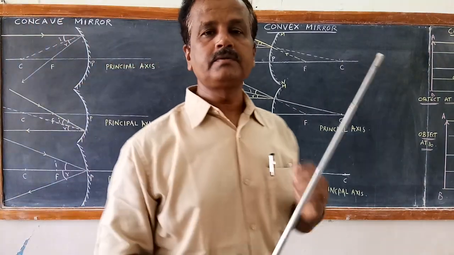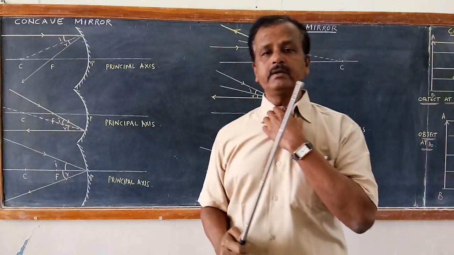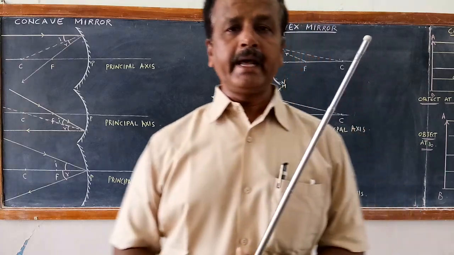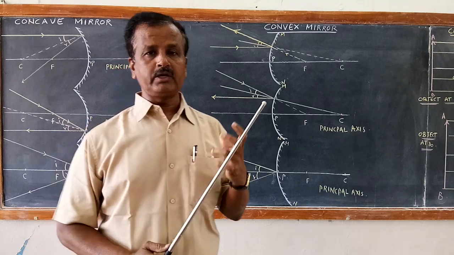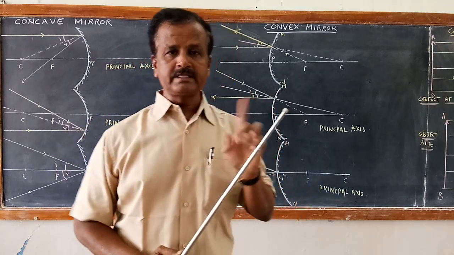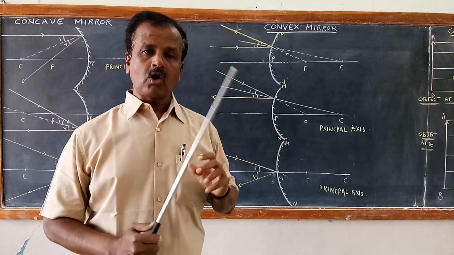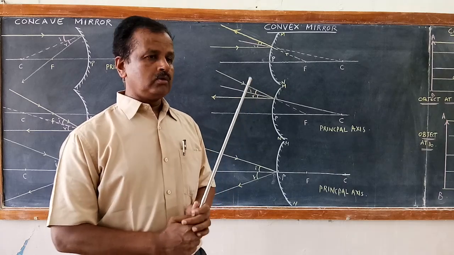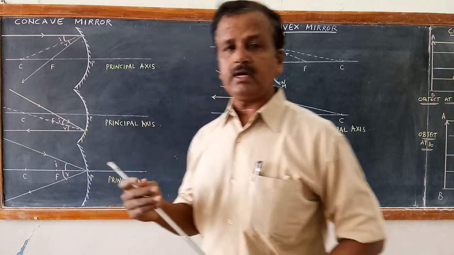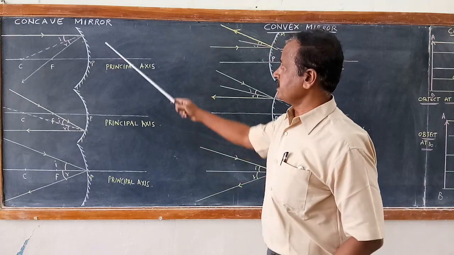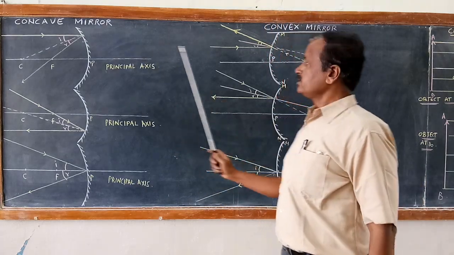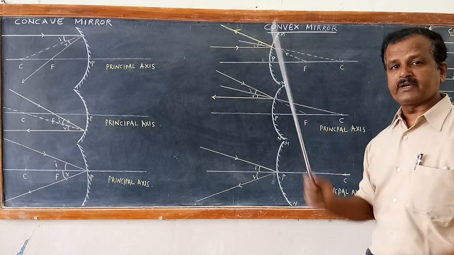Good morning, students. Today we are going to learn about ray diagrams, how to draw ray diagrams for spherical mirrors. You know there are two types of spherical mirrors. One is the concave mirror, another one is the convex mirror. So how to draw the ray diagrams for the concave mirror and convex mirror? First I am explaining for the concave mirror, then we are going to study the convex mirror.